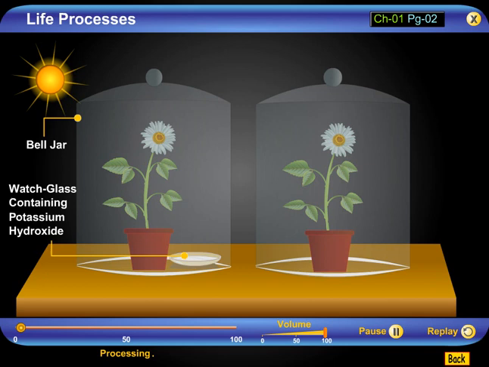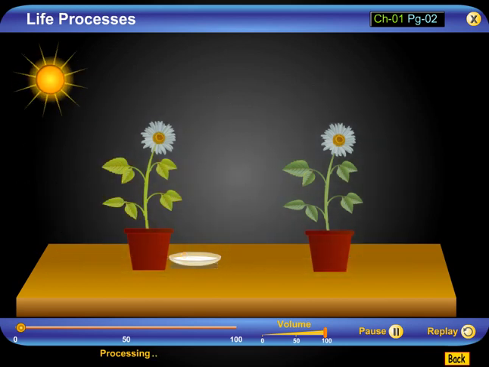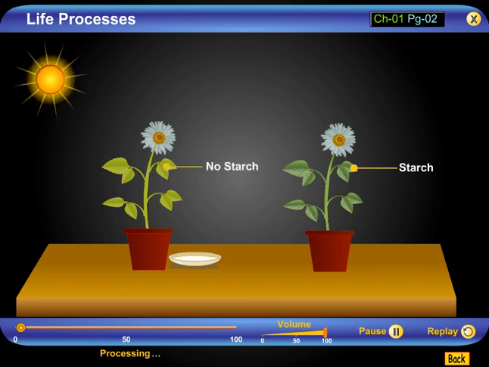Now we check for the presence of starch. The plant which was provided with carbon dioxide has more starch, and the other plant, where carbon dioxide was not available, does not have starch. It shows that in photosynthesis plants make their food, that is starch, in the presence of carbon dioxide.